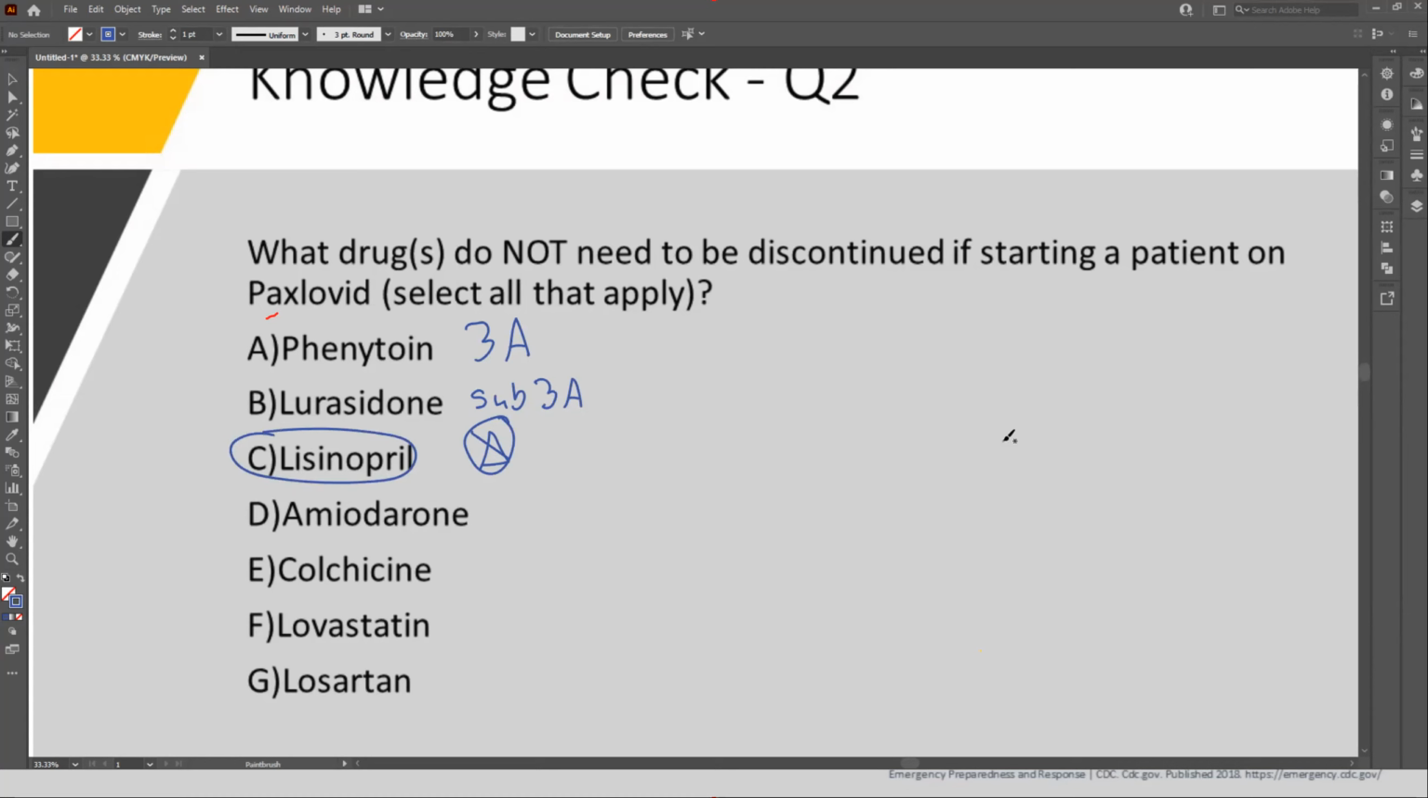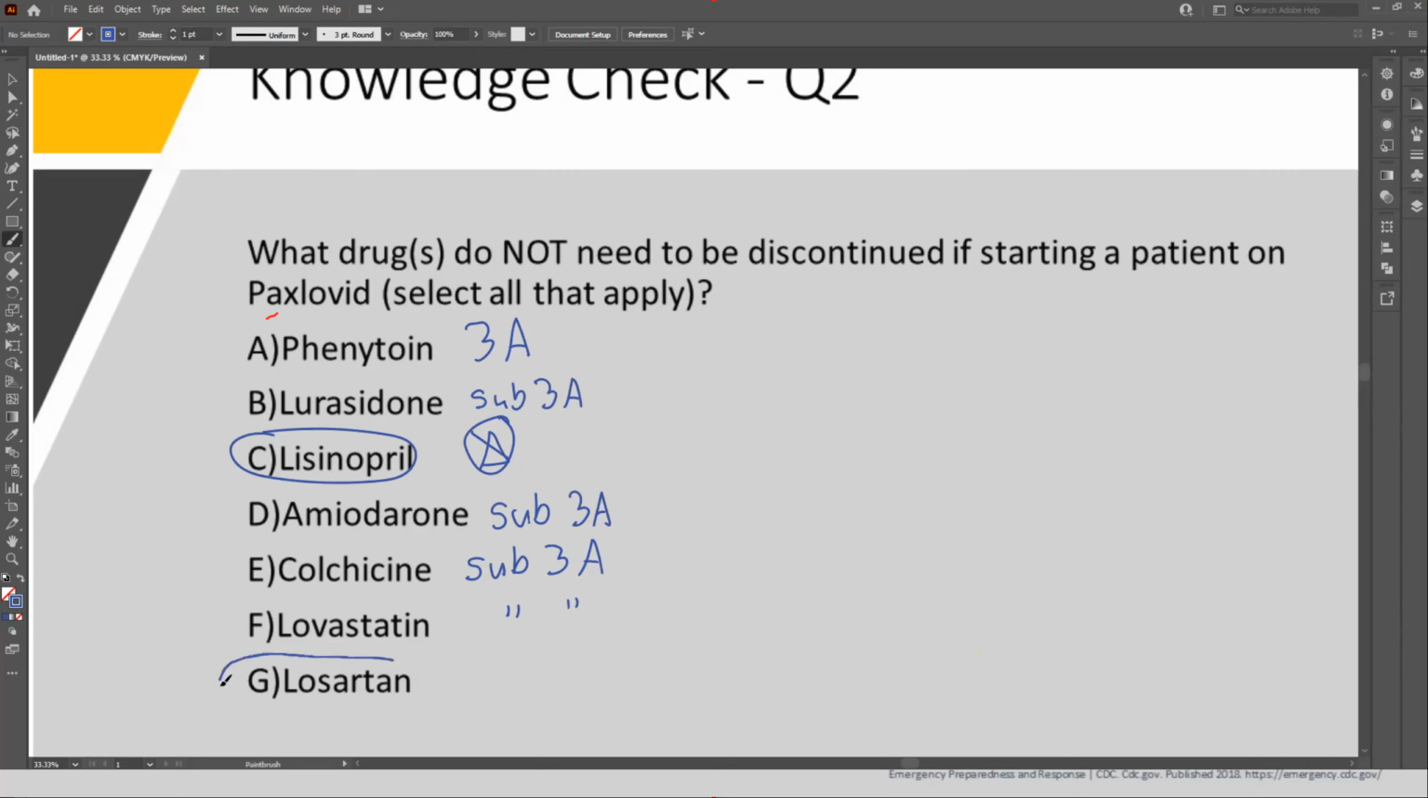Next, we have amiodarone. I didn't see anyone select amiodarone as being appropriate to take with Paxlovid. That is because it is also a substrate for CYP3A. Obviously, seeing a strong trend here, and colchicine as well, not an answer choice that I saw many people select. So this is also a substrate for CYP3A. Lovastatin, another medication, we'll just put quotes this time. It is also another medication that is metabolized by CYP3A.